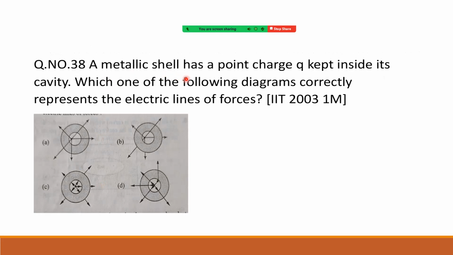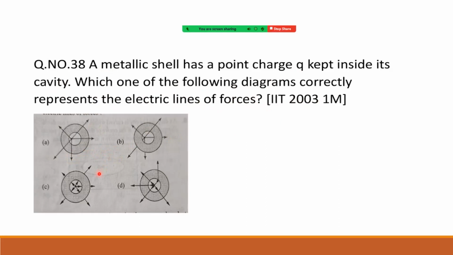A metallic shell has a point charge Q kept inside its cavity. Which one of the following diagrams correctly represents the electric lines of force? So, 2003 for 1 mark it is given. So again it is a metal, which is a conductor, and a cavity. So we have learned that no charges, no field. But in this, charge is kept inside.